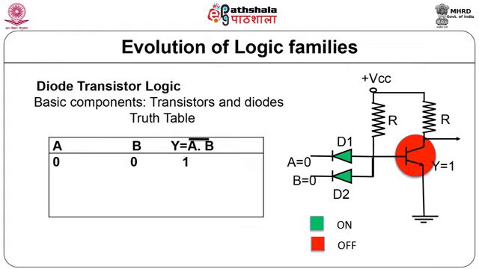Let us verify the truth table using this particular logic circuit. Let A and B both be 0 0. So, the diodes D1 and D2 both will be on, but the transistor will be off. So, output will be logic 1. When A is equal to 0 and B is equal to 1, then diode D1 is on but D2 is off as it is reverse biased, and the transistor will be off. So, output will be logic 1.